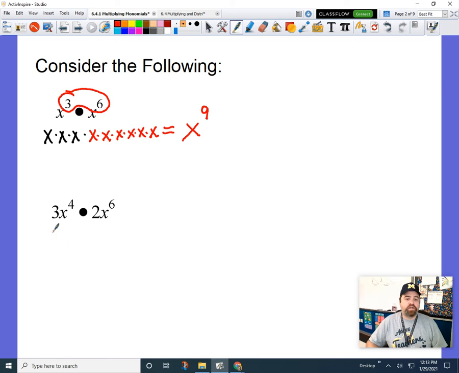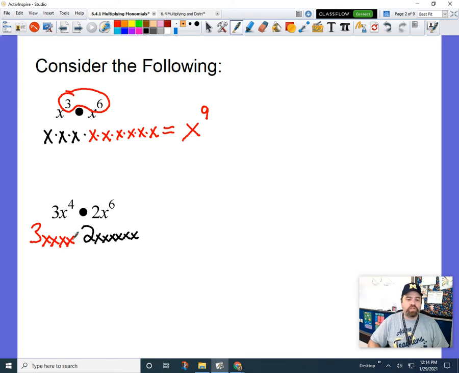But I want to throw this in here because of that commutative property that I talked about. So I've got 3x to the 4th, 2, 3, 4. And then I'm going to switch colors again just to highlight the differences. 2, 1, 2, 3, 4, 5, 6. So I've got 3x to the 4th and 2x to the 6th being multiplied together. Now that commutative property says I can shuffle these things up in any order and multiply them.